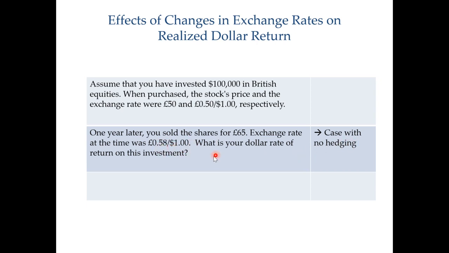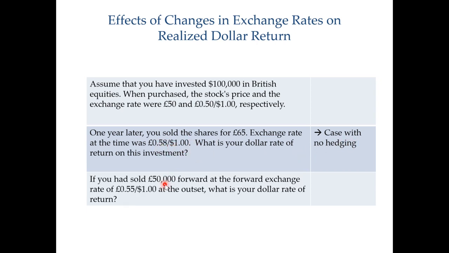So there's no hedging. But what if you had anticipated that you would be selling your stocks in 1 year's time, and you had agreed to sell £50,000 forward at the forward exchange rate of 0.55 pounds per dollar, and you did this at the outset of this investment? Then in that case, what is your dollar rate of return?